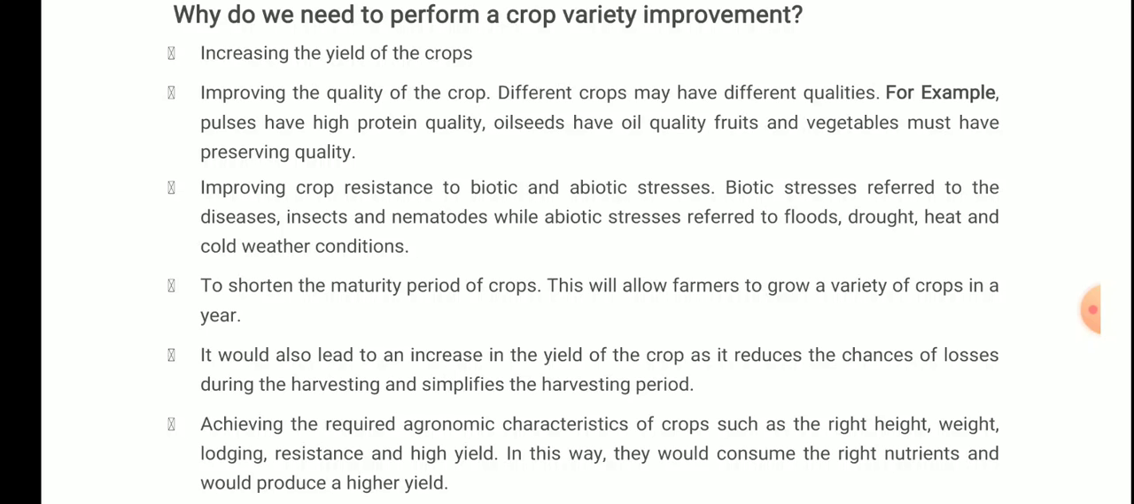Next, to shorten the maturity period of crops, it will allow farmers to grow a variety of crops in a year. It would also lead to an increase in the yield of the crop as it reduces the chance of losses during harvesting and simplifies the harvesting period. Achieving the required agronomic characteristics of a crop, such as right height, weight, lodging resistance and high yield, means they would consume the right nutrients and produce a higher yield.